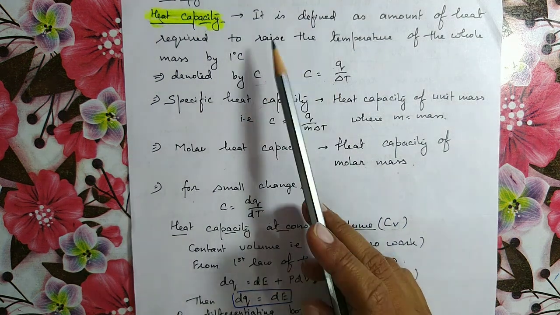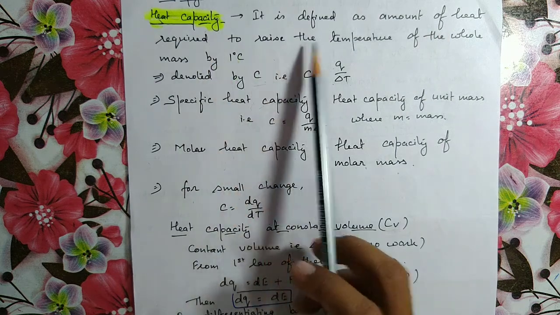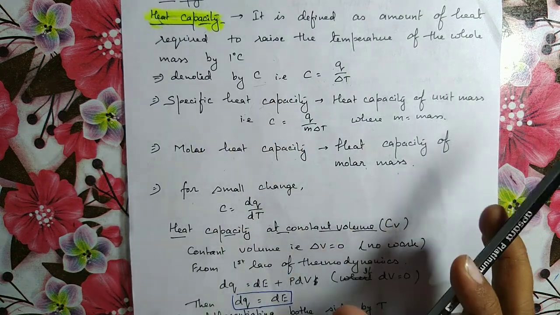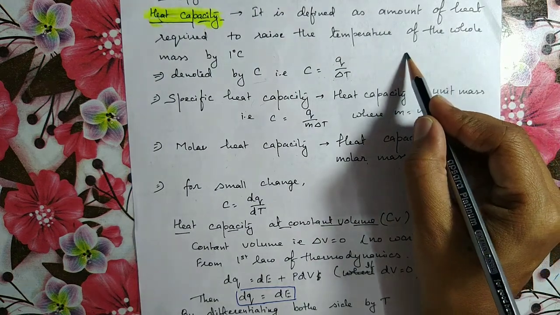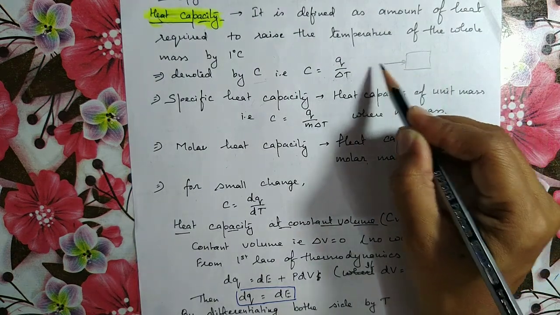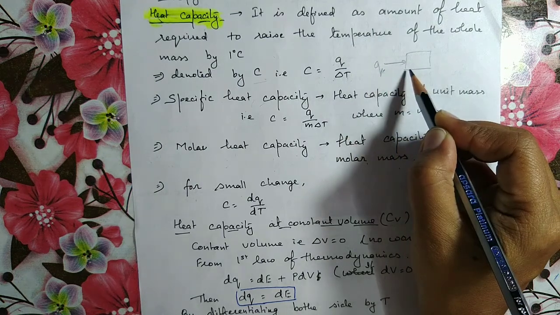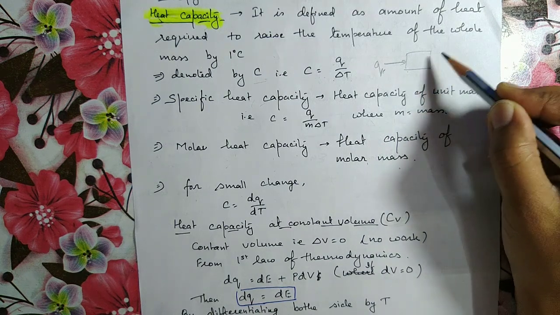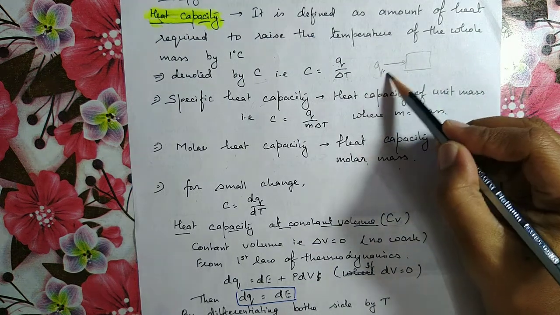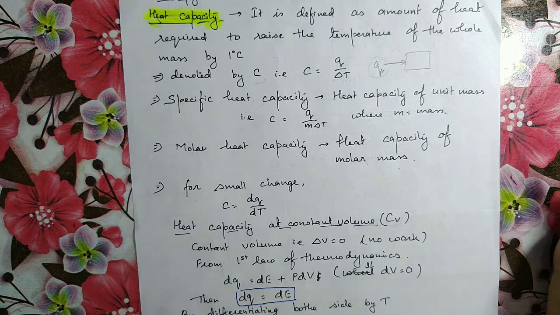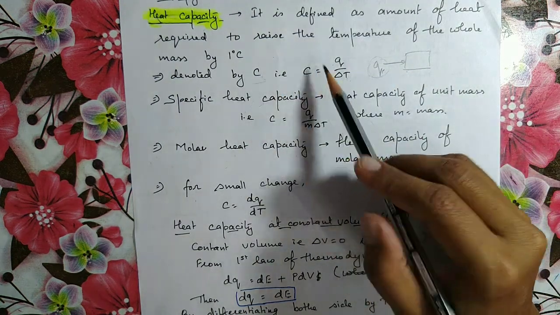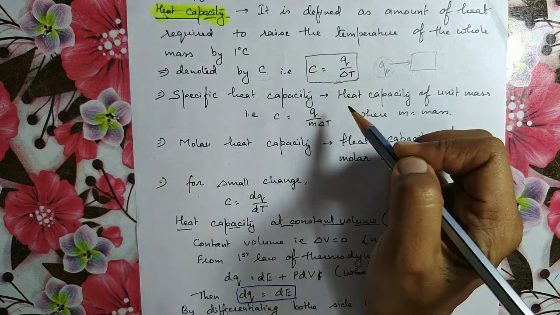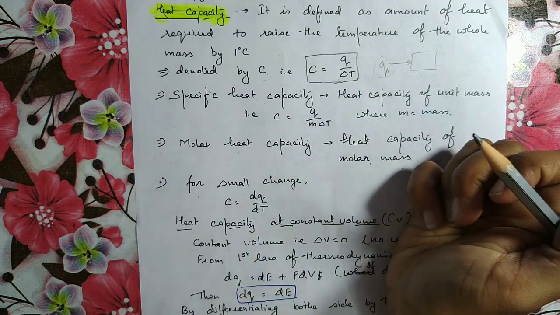Then come to heat capacity. It is defined as the amount of heat required to raise the temperature of the whole mass by 1 degree centigrade or 1 degree Celsius or 1 Kelvin. Right? If there is a system and an amount of heat Q is supplied to the system, and the temperature of the system is raised by 1 degree or 1 Kelvin, then this amount of heat will be considered as heat capacity. It is denoted by C, and C is equal to Q by ΔT. Q is the amount of heat absorbed divided by the change in temperature, right?